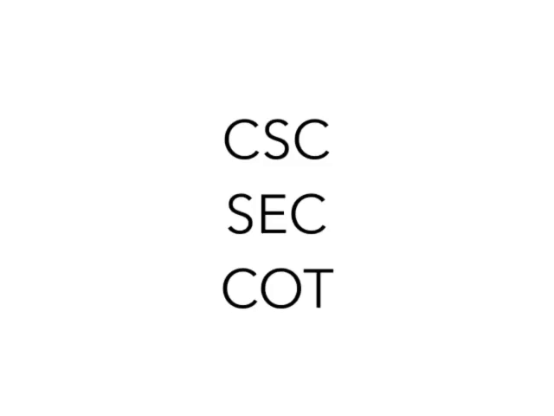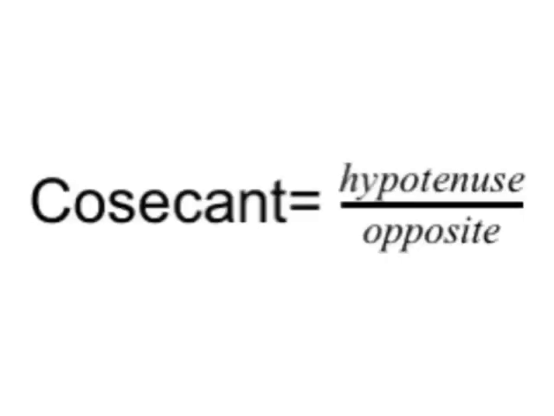There are three more known trig ratios. They are the reciprocals of sine, cosine, and tangent. These three reciprocals are known as cosecant, secant, and cotangent. Cosecant is the reciprocal of the sine, which means it's the ratio of the hypotenuse over the opposite side.